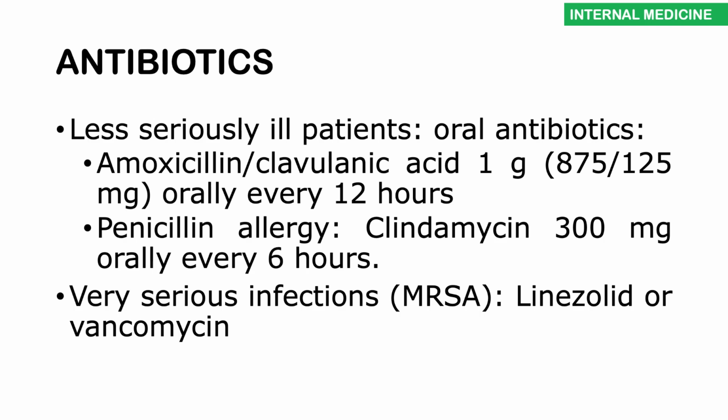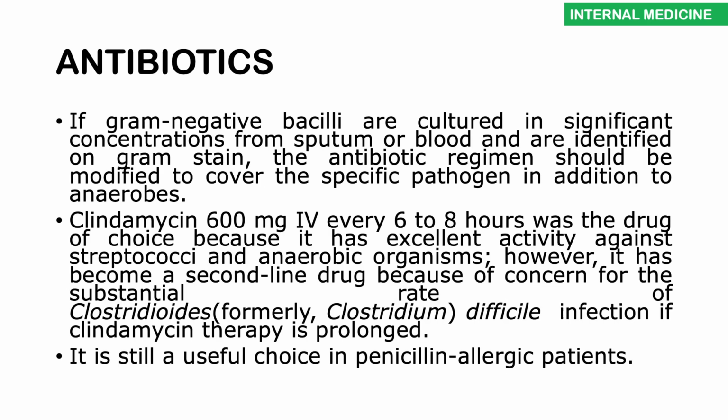For those that you do suspect MRSA, you can use linezolid or vancomycin. If you are suspecting gram-negative bacilli and you culture them in significant concentrations from the sputum or from the blood, and you identify them by your gram stain, then you should cover them with something that is going to target these gram-negative bacilli. So generally, clindamycin 600 milligrams IV every 6 to 8 hours is a good choice, as it has activity against the streptococci and the anaerobic organisms.